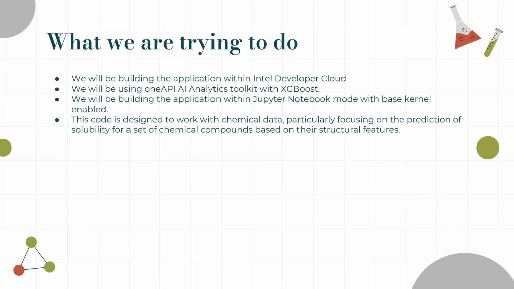Now what we are trying to do, we will be building the application with Intel Developer Cloud. We'll be using oneAPI AI Analytics Toolkit with XGBoost. We're building the application within Jupyter Notebook with base kernel enabled. The code is designed to work with chemical data, particularly focusing on predicting the solubility of a set of chemical compounds based on the structural features. So in this particular code itself, you'll see that we have applied machine learning into it, and we have used concepts of XGBoost in it and have come to the prediction results itself.